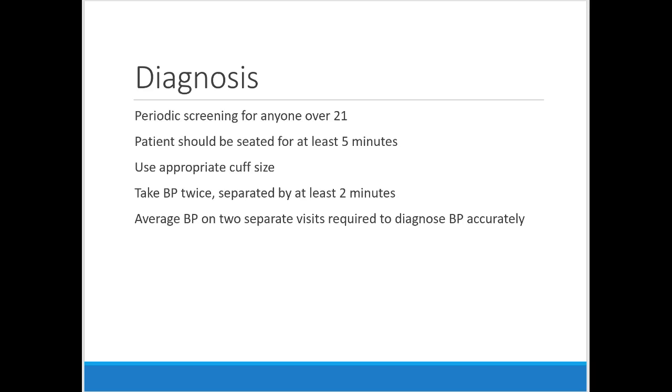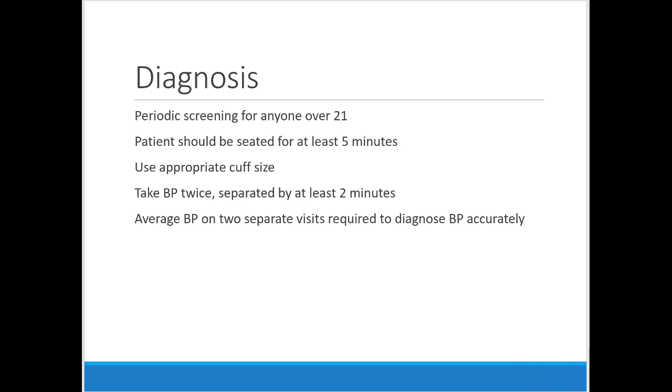Diagnosing somebody, usually there's periodic screening for anyone over 21, is what's recommended. The patient should be seated for at least 5 minutes. I think this is really important. If somebody just walked across a lobby, or walked down a hallway or something like that, and they sit down and immediately get their blood pressure checked, the odds of it being super accurate aren't good.